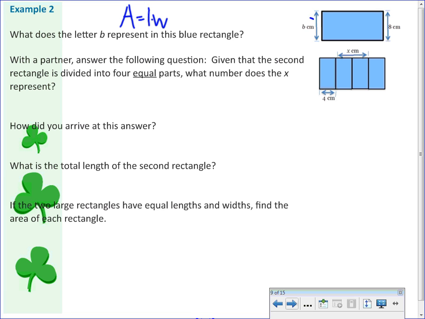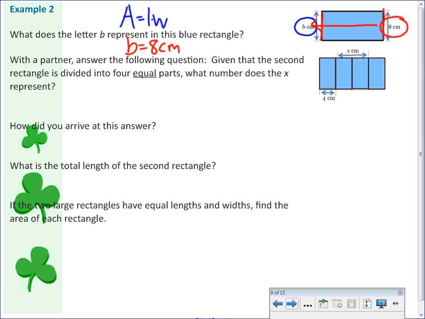But here I see a B. How can I figure out the value of B? What does that represent? Well, if this is B and this is a rectangle, I know both sides of a rectangle are congruent. So what would B equal? This is the same as that. What would B equal? 8. So B equals 8 centimeters because opposite sides are congruent. They're equal. So if that's 8, that's 8.